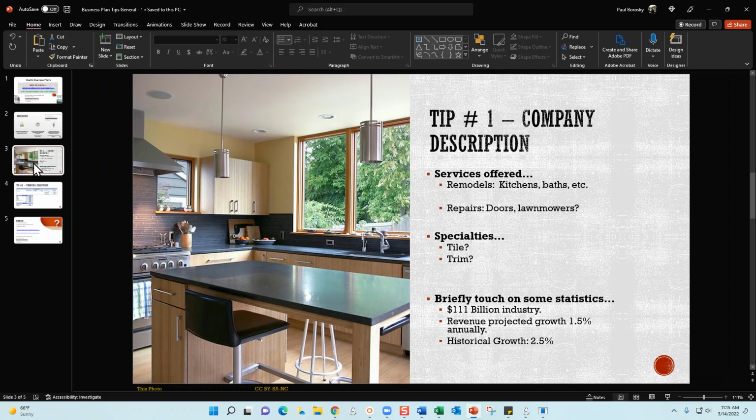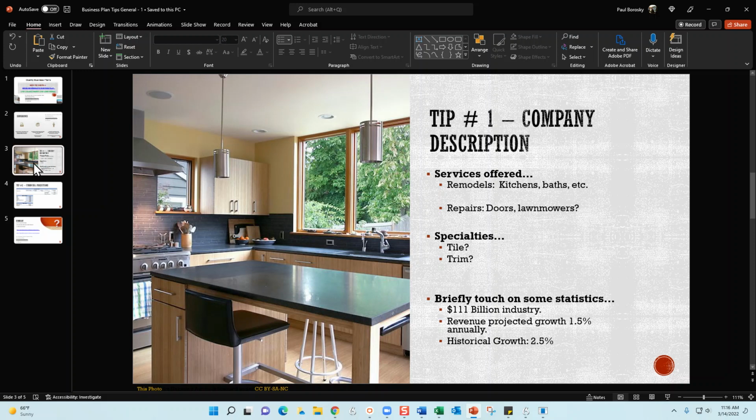And then finally, when you're writing up your home remodel business plan in your company description section, make sure to include some statistics in there. For example, the home remodeling industry in the last 12 months has generated $111 billion. In the next 5 years, industry experts anticipate revenue growth rates annually at about 1.5%. And the historical growth rates for the industry for probably the last 5 years were about a 2.5% rate annually.